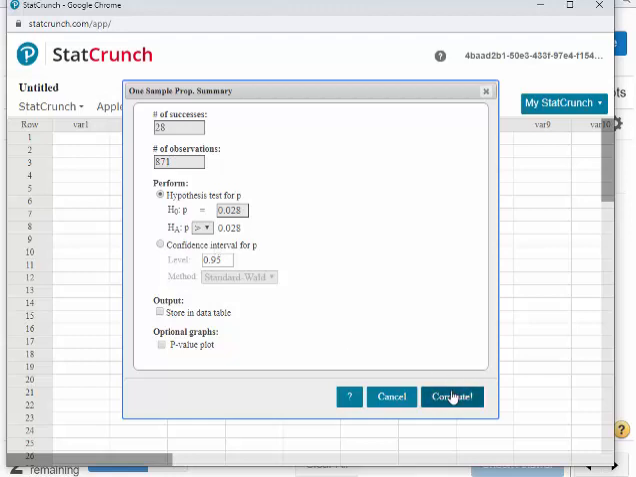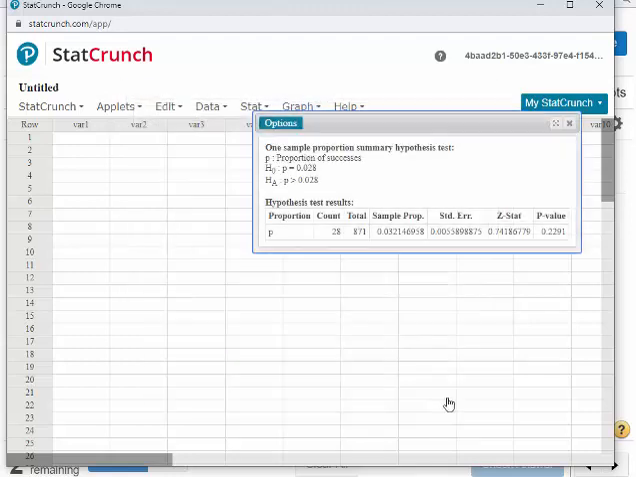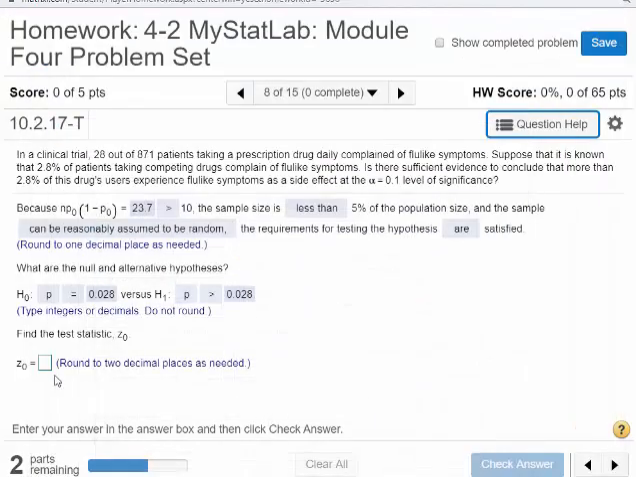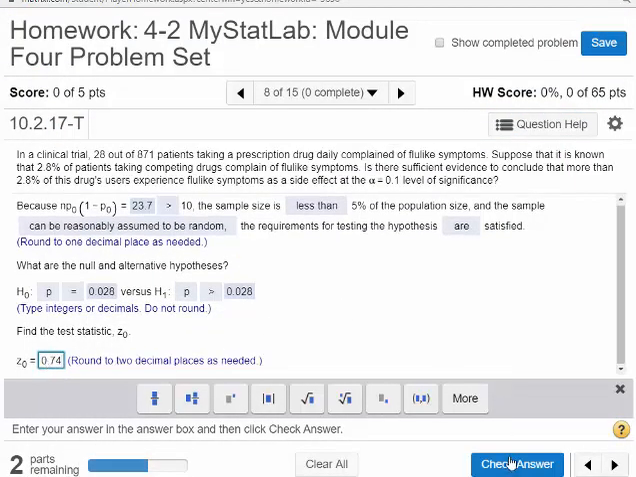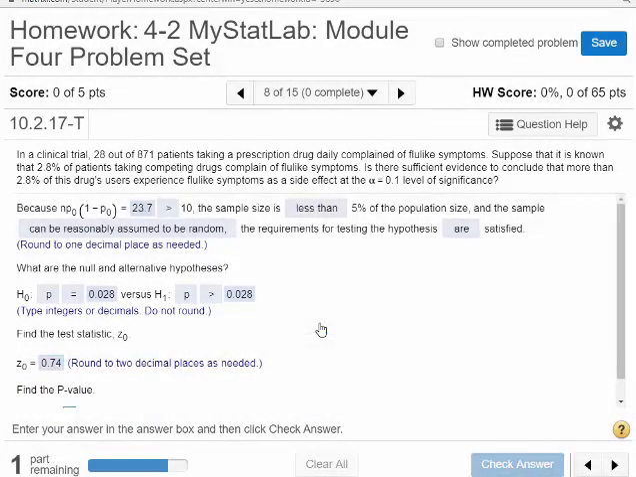So you're going to hit compute. And you're going to see this. It says to go to 2 decimal places, so it's 0.74. I'm just going to copy 0.74, put it in there. We got it.